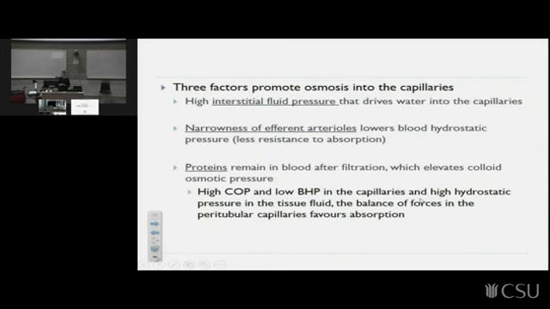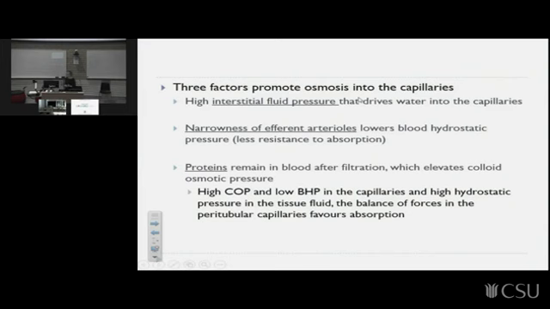So there are 3 factors that promote osmosis into the capillaries. The first one is interstitial fluid pressure. There's high interstitial fluid pressure that drives water into the capillaries. This is caused by a build-up of all the other reabsorbed fluids. The more reabsorption of the fluids that there are, the more fluids that are available in that tissue space, and then the build-up of pressure.